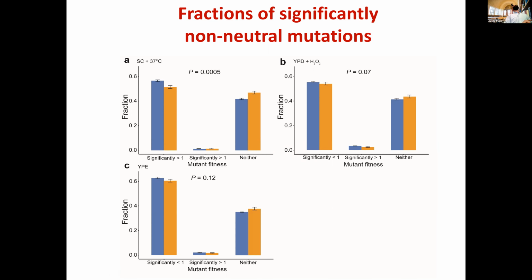The only reason is that we had 3 replicates here instead of 4 replicates in YPD. So the power is reduced. So when we downsample our YPD data to 3 replicates, we observe very similar results.